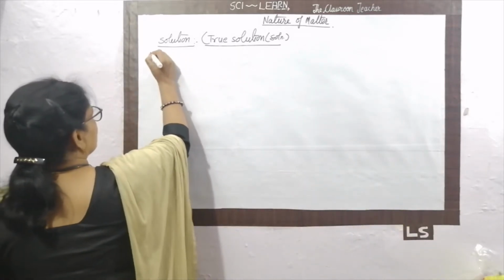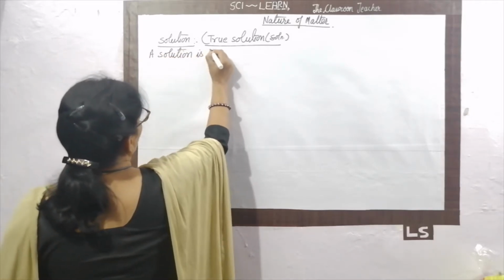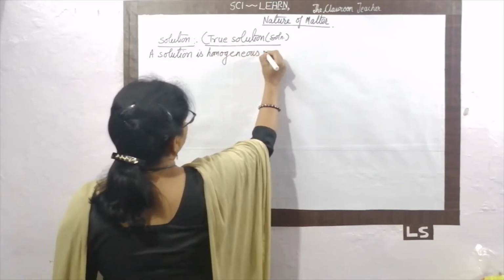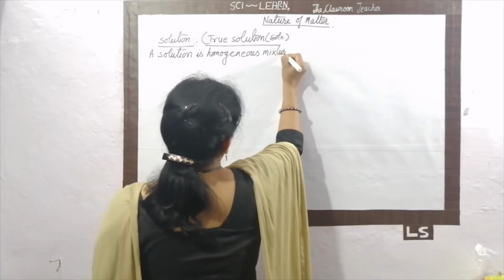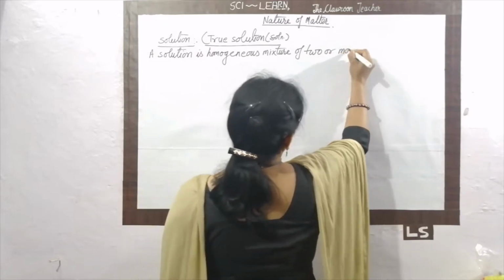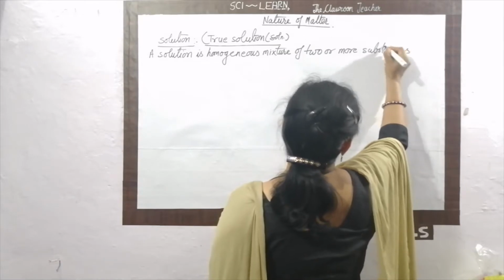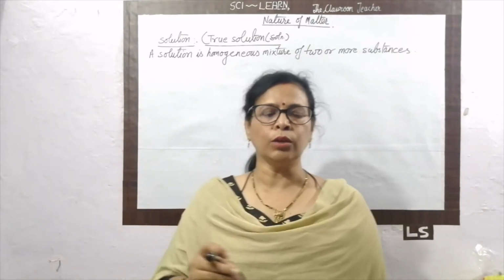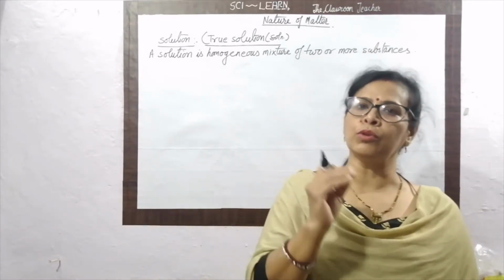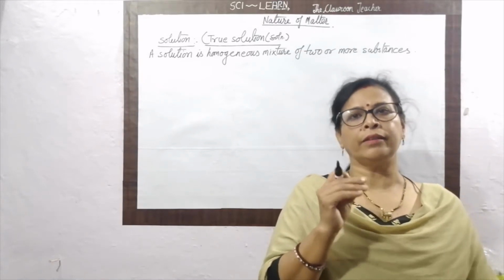First definition, a solution is a homogeneous mixture of two or more substances. So what is a solution? A solution is a homogeneous mixture of two or more substances, or a homogeneous mixture of two or more substances is called solution.